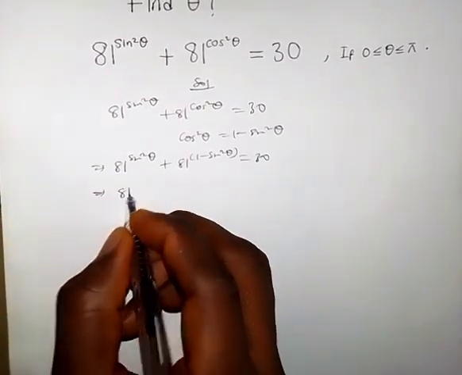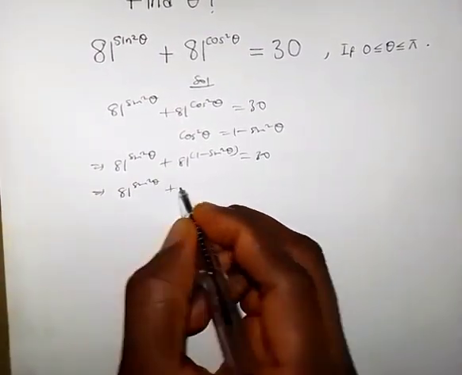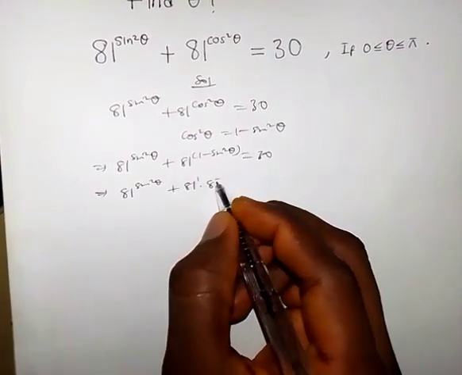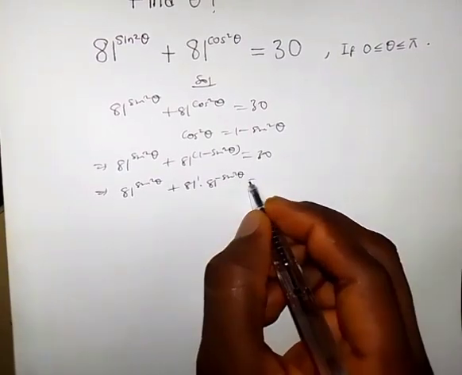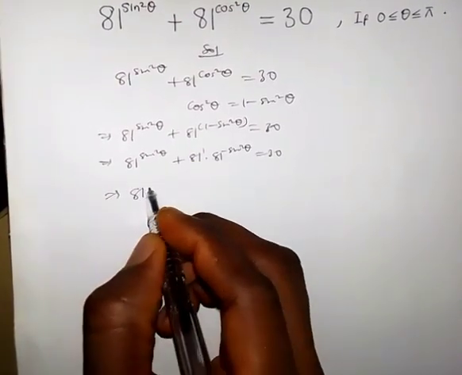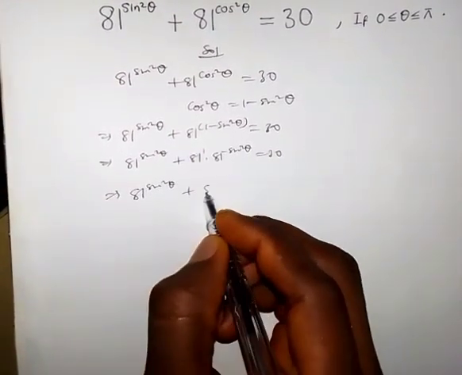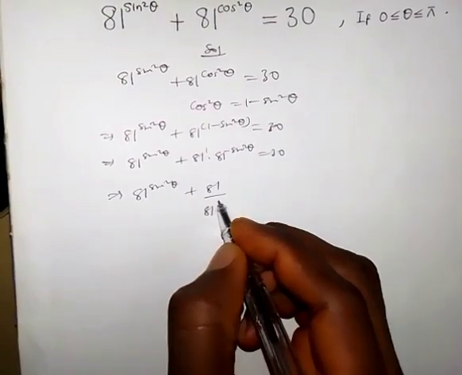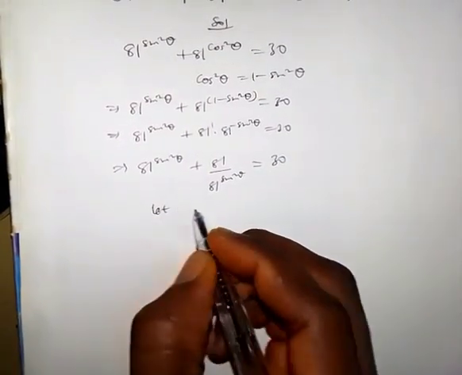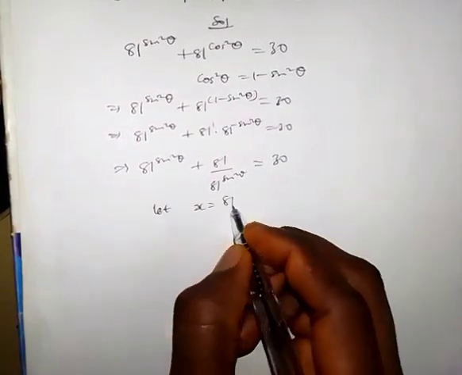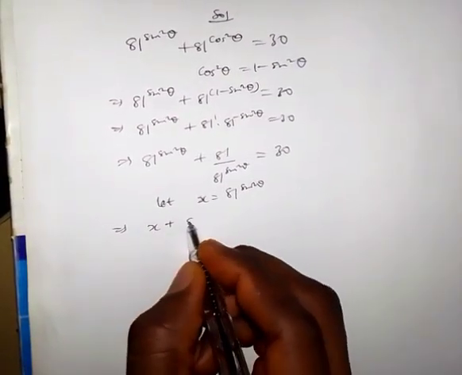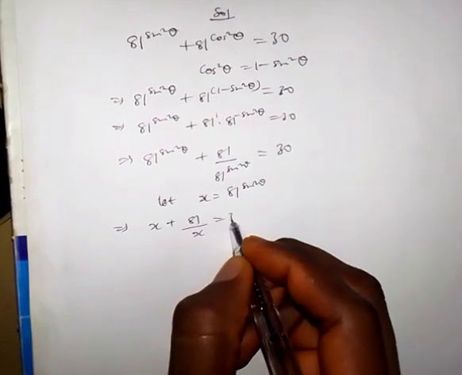Which implies 81 raised to the power sin squared theta plus 81 raised to the power 1 times 81 raised to the power minus sin squared theta equals 30, using laws of indices. So this implies that we have 81 raised to the power sin squared theta plus 81 divided by 81 raised to the power sin squared theta equals 30. So let x equal 81 raised to the power sin squared theta. This implies that we have x plus 81 over x equals 30.